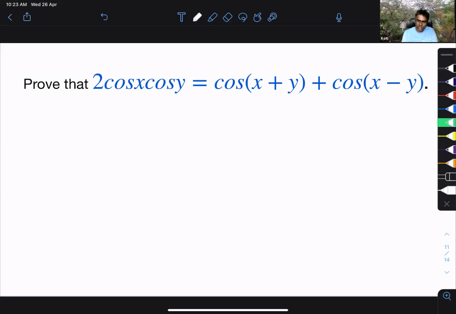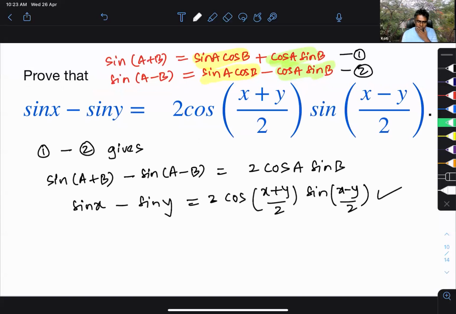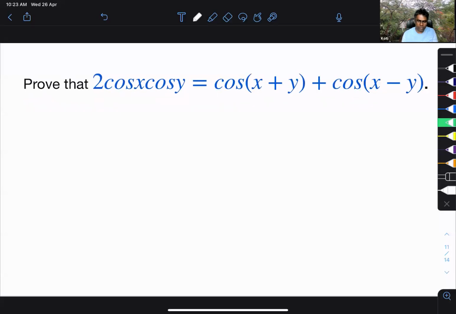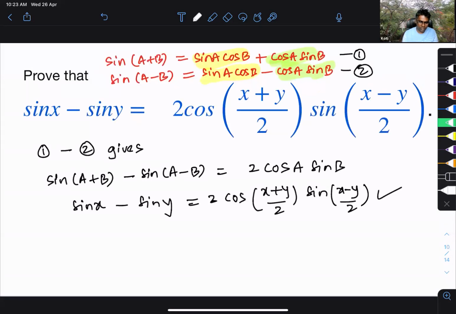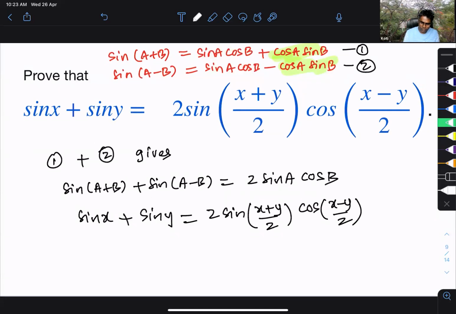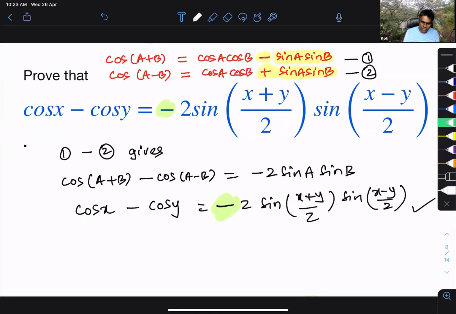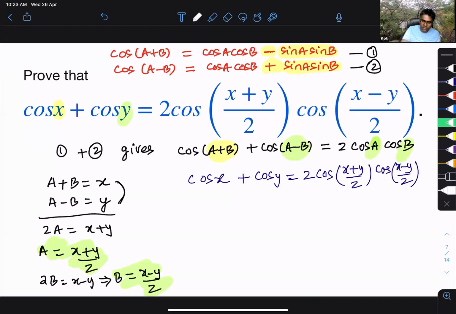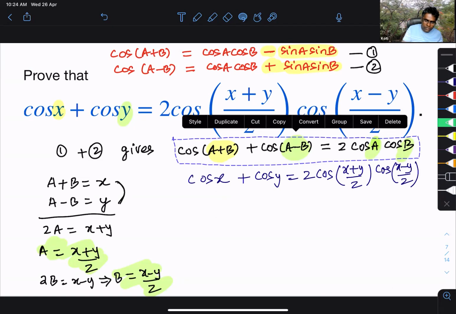Okay, so now look at what we have here. Let's say if I want this, what can I do here? I already have this, right? So cos of A plus B plus cos of A minus B. So if you think about it, we already have cos of A plus B here, so I will borrow this from here. This will be good enough.